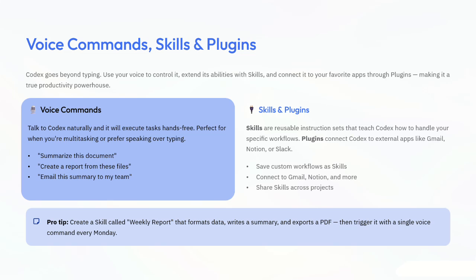And the second feature is skills. Skills are reusable workflows. Instead of repeating the same instruction every day, you save them once. Just for example, you could create a skill called weekly report. Okay, so whenever you activate this skill, Codex automatically collects the data, writes the summary and exports a PDF.